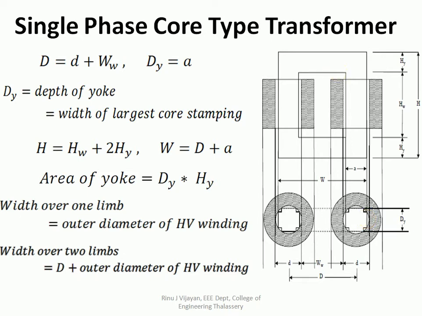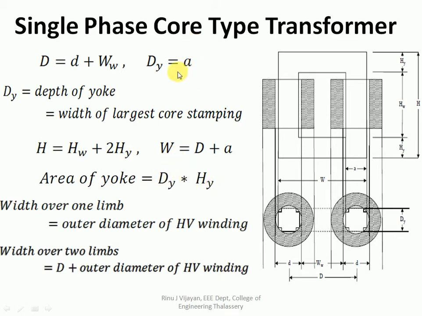Now we will write the relation for area of yoke. This portion is indicating the yoke and its height is given here, hy, and the depth of the yoke, as we have already mentioned from the horizontal cross-sectional view, is same as that of the width of the largest stamping, and the width of the largest stamping is indicated as small a. That relation is mentioned here. Hence we can write the area of yoke as depth of the yoke into height of the yoke, where depth of the yoke can be written as small a.